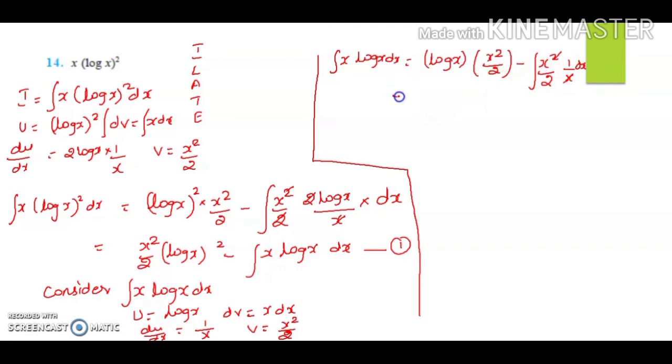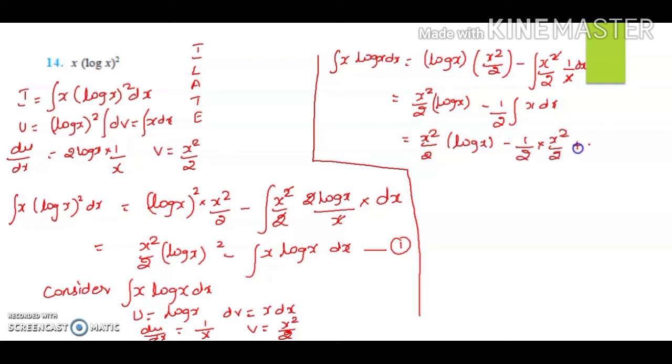So 1 x gets cancelled, x square by 2 log x minus integral 1 by 2 x dx. So x square by 2 log x minus 1 by 2 integral of x, whose value is x square by 2, plus c. So this is equal to x square by 2 log x minus x square divided by 2 into 2 is 4, plus c. Let us name it as 2. So we substitute 2 in 1.